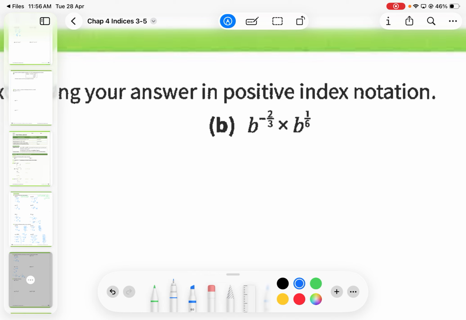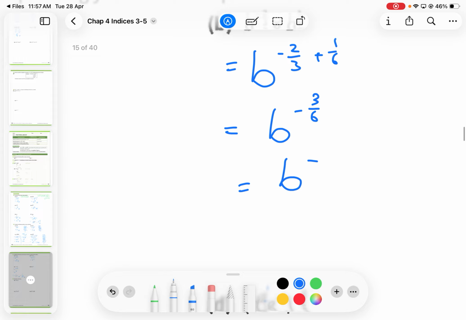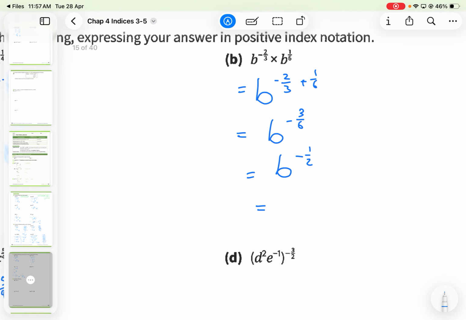Continue number 4. It's just one big thing. Okay, multiply, same base, add the index. Simplify. Then finally change it to positive index. I move the entire b to the power of negative half to the denominator. Then the index will change from negative to positive.